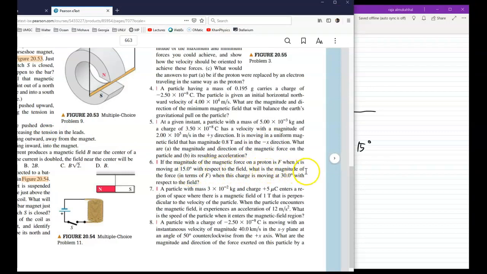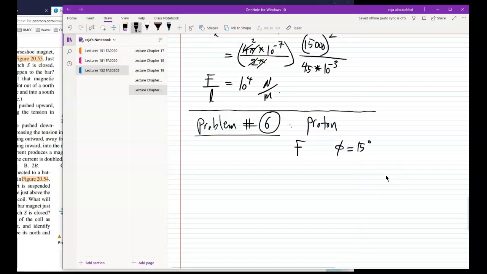What's the magnitude of the force in terms of F when this charge, when the proton, is moving at 30 degrees with respect to the field? So when phi is 30 degrees, what is F here in terms of this F? See what I'm saying?